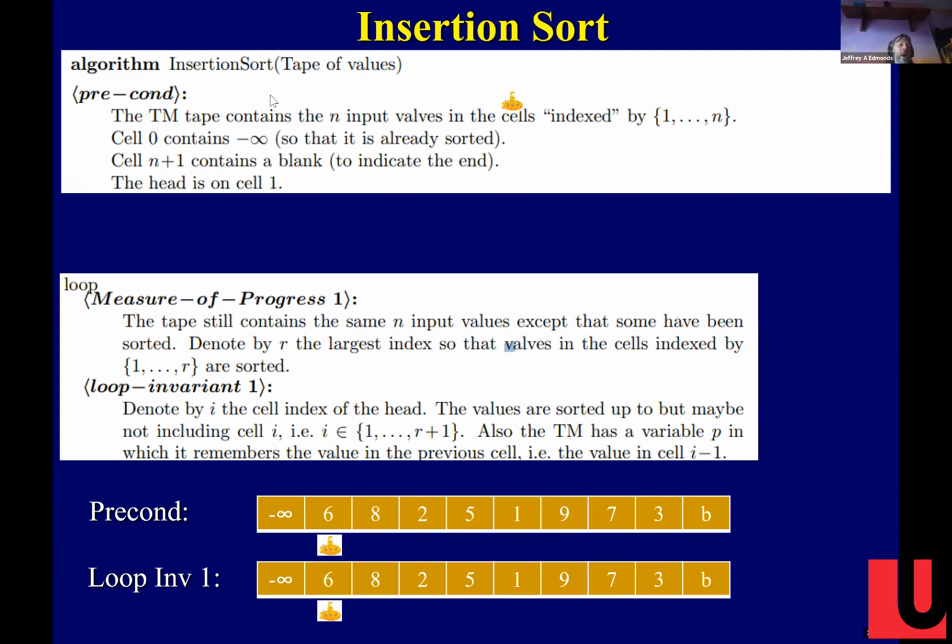Anyway, what's the problem? The problem is insertion sort. The precondition is that we have the inputs in different cells between 1 and n. I'm going to put negative infinity in cell 0. Why do I do that? It just makes our code smoother, that you'll see. It's smaller than everybody else, so it's sorted, so we'll never go past it. And the head is going to start on cell 1, which is the first number that we need to sort, right? So that's the precondition.